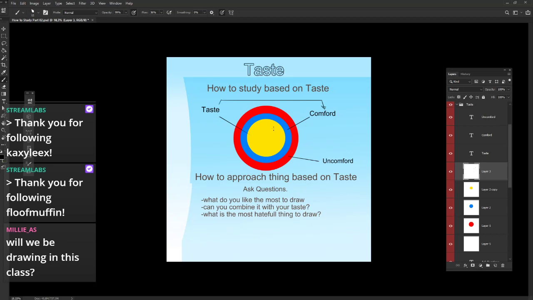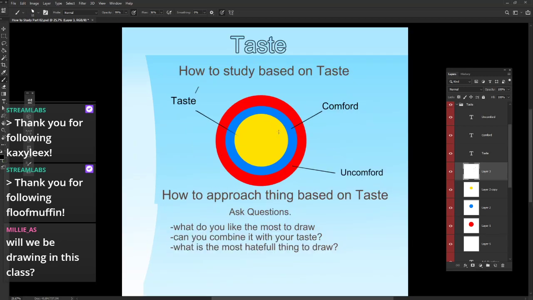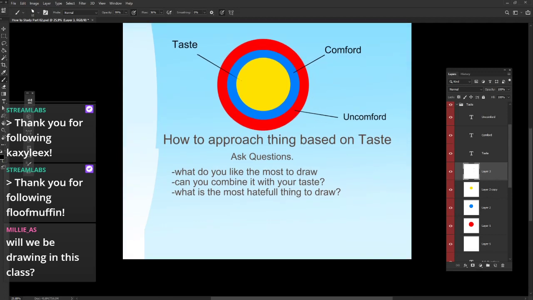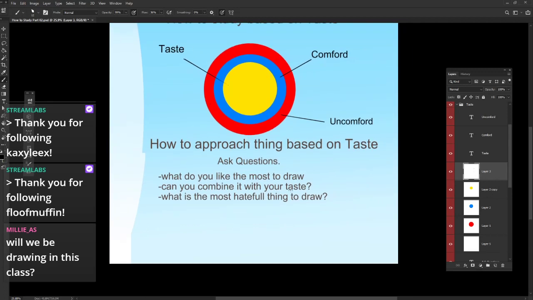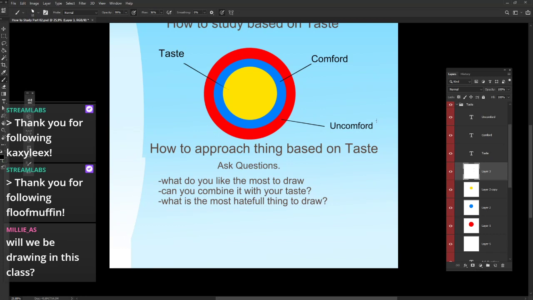I'm going to show you later a showcase of how we're going to do that, okay? So don't worry about it. How I approach things based on taste is that I ask myself a million questions, but I made it a little bit smaller in case I don't want to overwhelm myself. So I ask myself, what do I like the most to draw? Can I combine it with my taste? Which is, for example, in strategy games like Command and Conquer, where the characters are really nice, or, for example, leaves or other types of stuff, as I said.